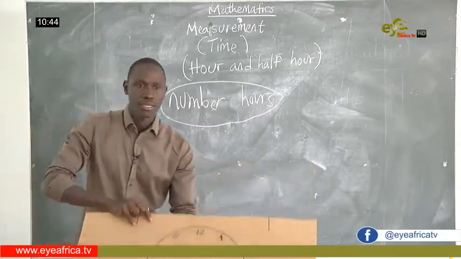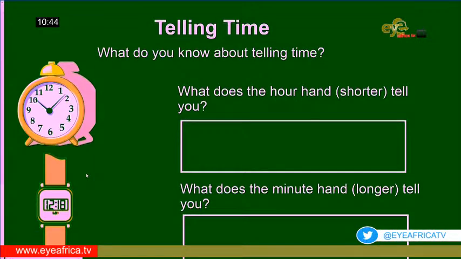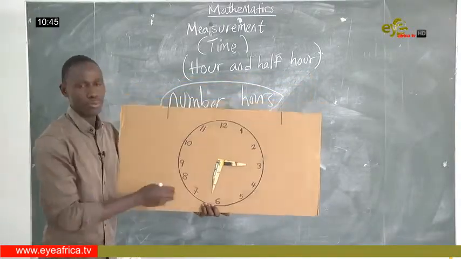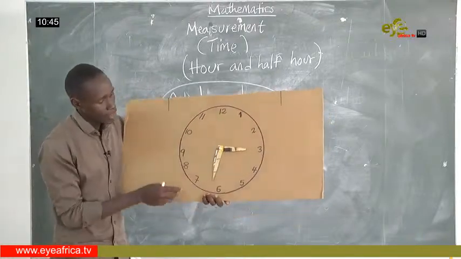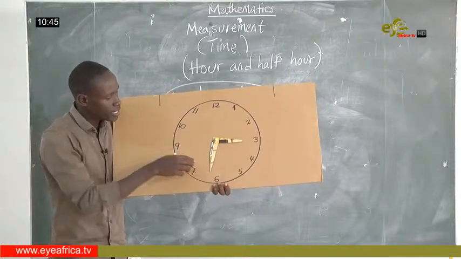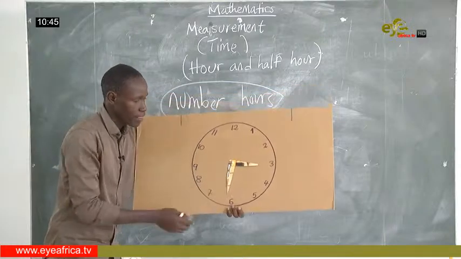If you move on, it's also asking on your screen, what does the minute hand tell you? You will see that the longer is put in a bracket. I already said the short hand tells us the number of hours that we have. So the minute hand is the longest.